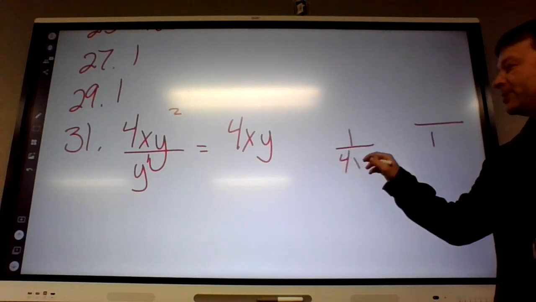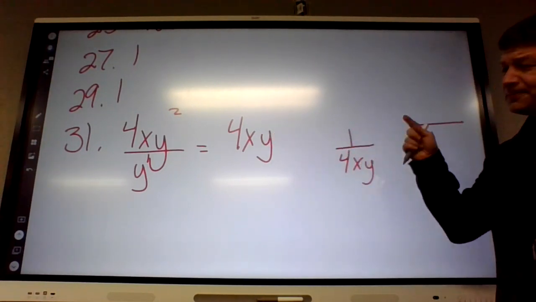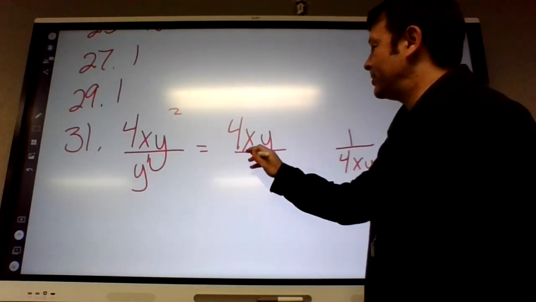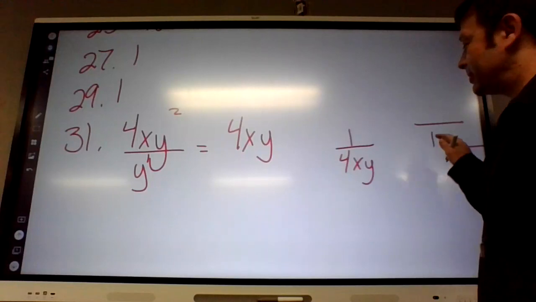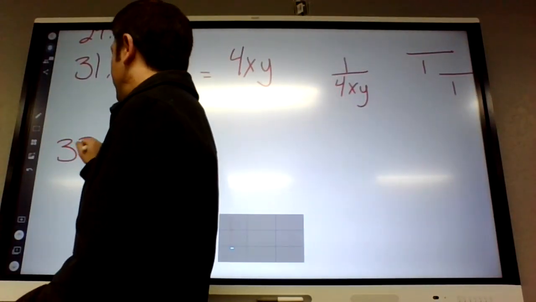So if it's upside down, the answer would have been this. If there's a 1 on the bottom, you don't have to write it. But if there's a 1 on the top, you have to write it, because y kind of needs a placeholder up there.